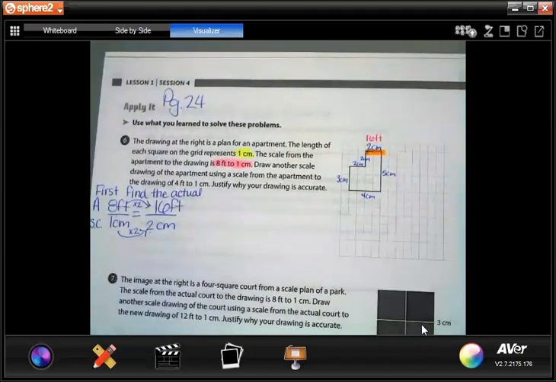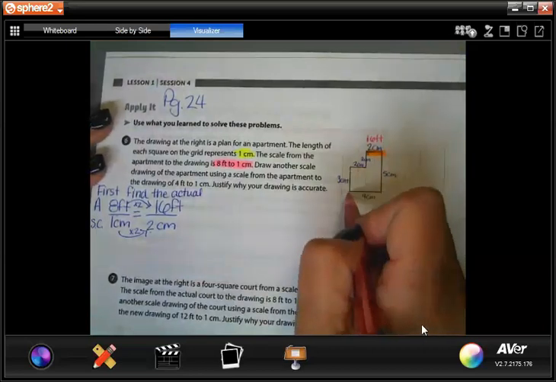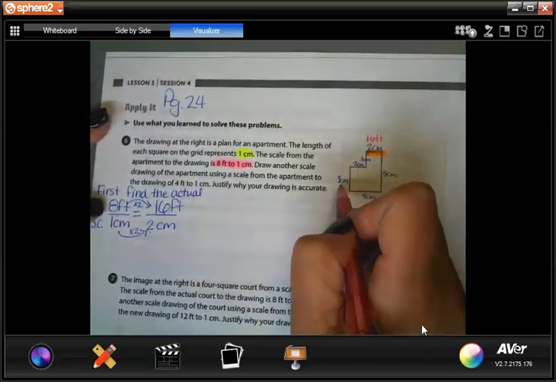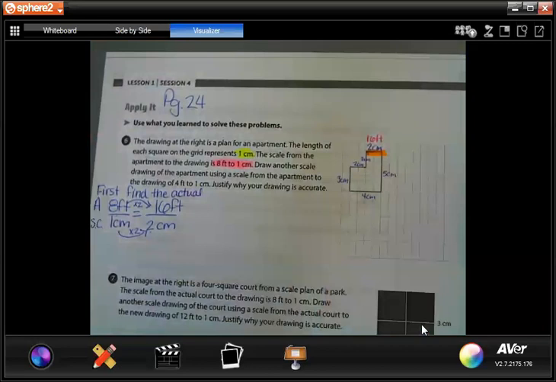Now, I could go through all of them and say this is 16 feet, this is 16 feet. This side, 3 times 8 would give us 24 feet. This side would be 32 feet, and this side would be 40 feet. I could go through and do that, but I don't have to, not for this problem.